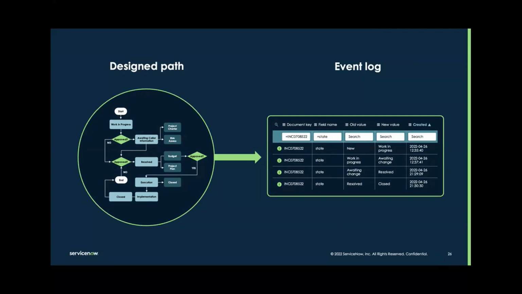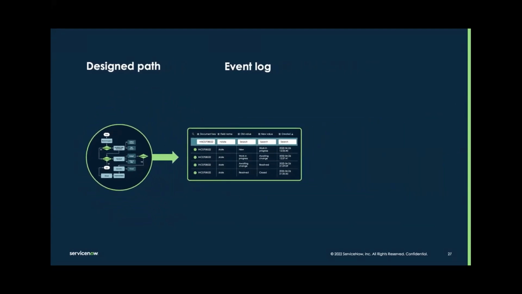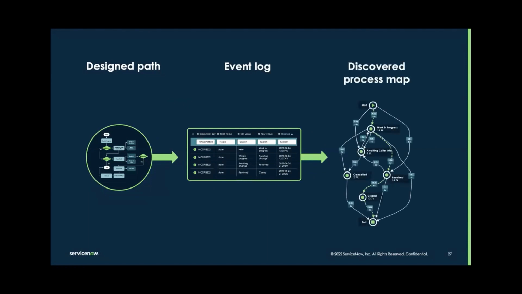The data to create this reality is already mostly on the instance. It's already there, and it's called the event log. So we can use what is called the design path, which is your implementation. We can use the event log, which we are storing normally for all task tables in your instance automatically, those state changes, those field changes, which we can then use for creating such a reality view, which is then really a discovered process map, which is then really how your process is running from a reality point of view.